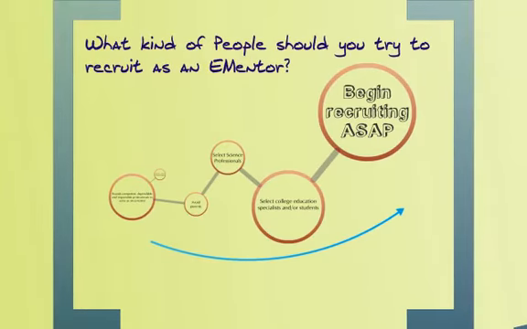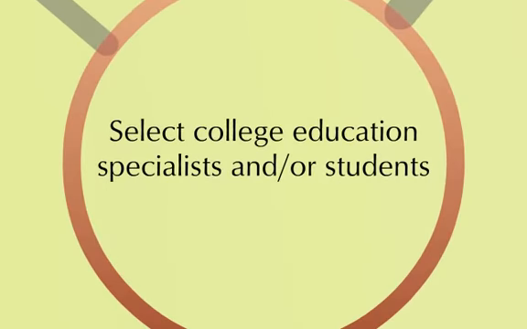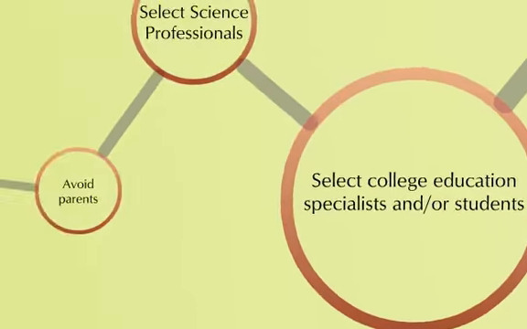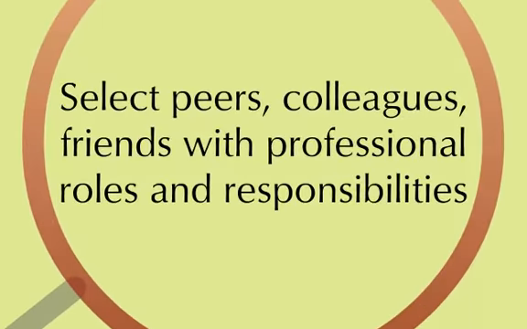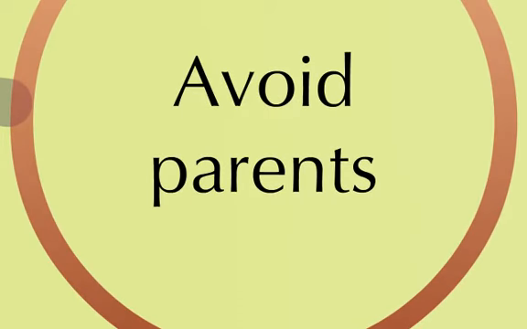So, what kind of people should you try to recruit as an e-mentor? Select science professionals. Select college education specialists and students. Select peers, colleagues, friends with professional roles and responsibilities. But please avoid parents. While they may be highly qualified, asking parents can often lead to some complicated situations.